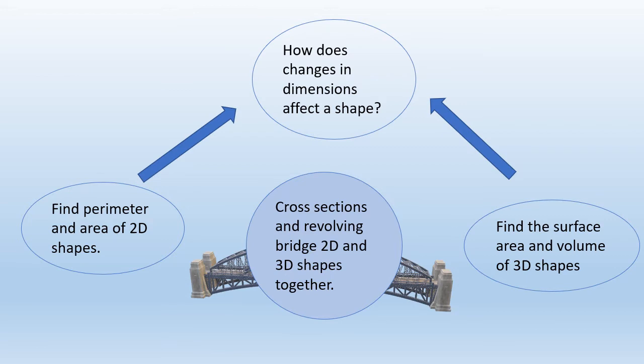Okay, I created this map to help you think about these lessons and how they're interconnected. So we started with finding perimeter and area of 2D shapes. Then we asked the question, how does change in dimension affect a shape? After that, we went back to 2D shapes and bridged to 3D shapes through the idea of cross sections and revolving. So that was kind of our transition. And then once we got to 3D shapes, we found surface area and volume, and then we went back to that same question. How does change in dimension affect the shape? So you can see how all of these things are kind of interrelated.